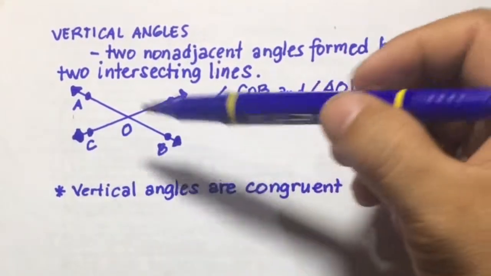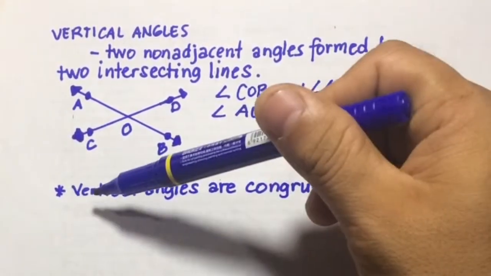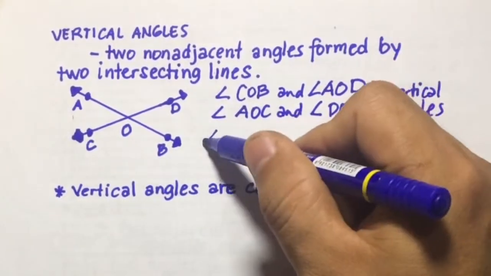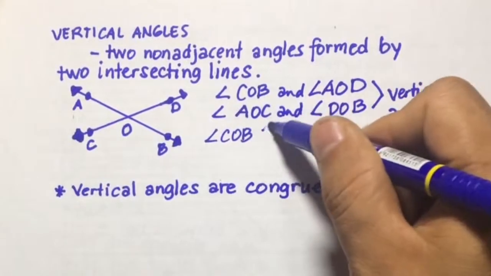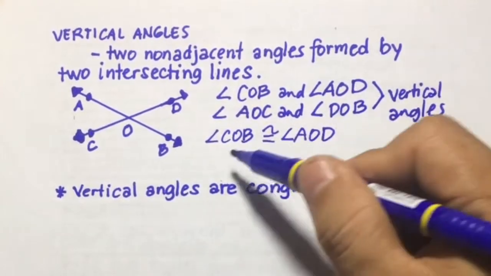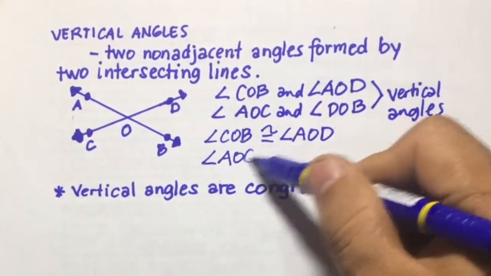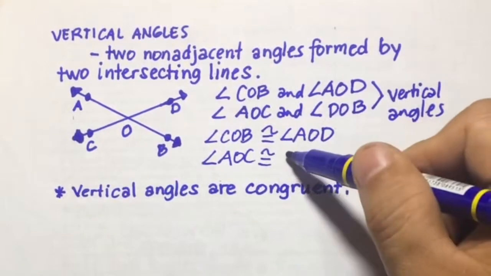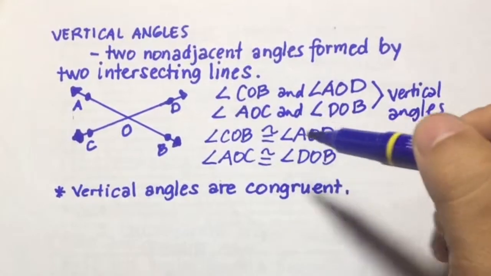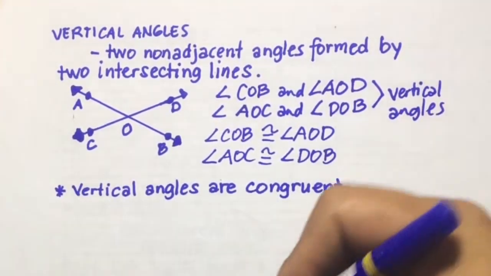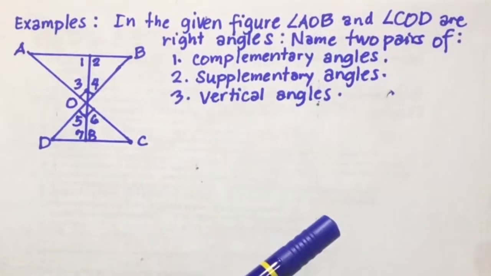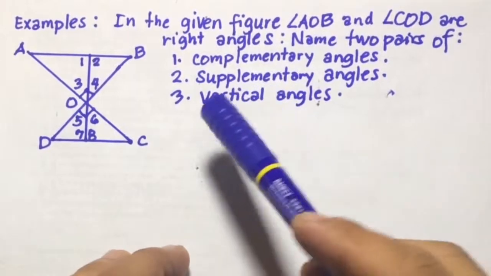Then we have here a theorem that vertical angles are congruent, meaning angle COB is congruent to angle AOD and angle AOC is congruent to angle DOB. So they are congruent, meaning they have the same measures. Now let's have examples of problems that can be solved using those pairs of angles. Let's have the first example.